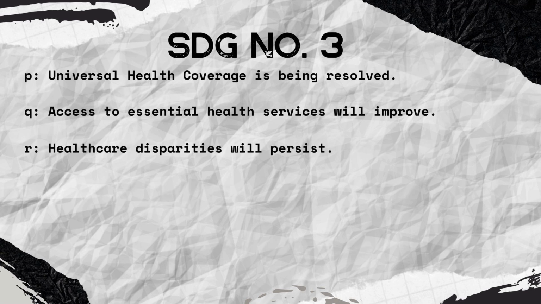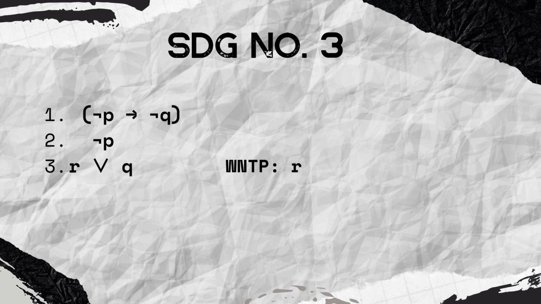Since we have now the hypotheses of SDG number 3, we will get the statements of SDG number 3. P. Universal health coverage is being resolved. Q. Access to essential health services will improve. R. Healthcare disparities will persist. Now we need to translate them into symbols. Number 1, not P implies not Q. Number 2, not P. Number 3, R or Q. Therefore, we need to prove R.